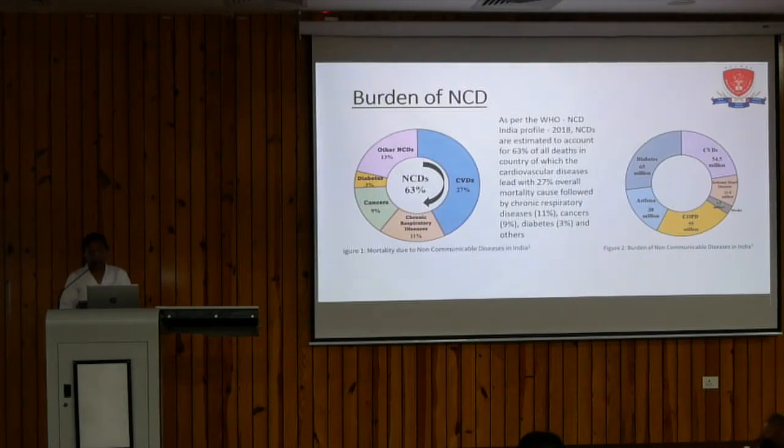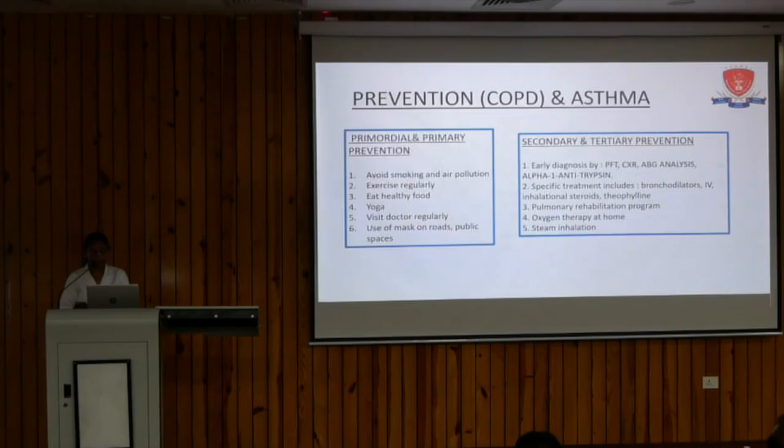These graphs signify the mortality and the burden that NCDs put on the nation. As per the WHO NCD India Profile 2018, NCDs are estimated to account for almost 63% of all deaths in the country, of which cardiovascular diseases lead with 27% of overall mortality, followed by chronic respiratory diseases at 11%, cancers 9%, diabetes 3%, and others. The burden NCDs put on India includes diabetes at 65 million, asthma at 38 million, COPD 55 million, cardiovascular diseases at 54.5 million, along with others.